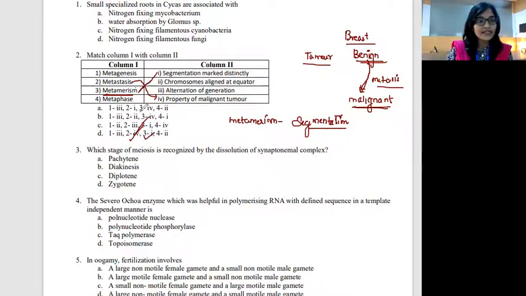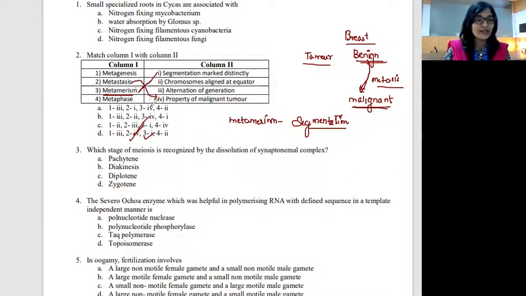Yes. Okay, let's see metaphase. Metaphase you will see in cell division, especially in mitosis. In mitosis, you'll be talking about prophase, metaphase, anaphase, and telophase. So in metaphase, what exactly happens? The chromosomes will be coming to the equatorial position.